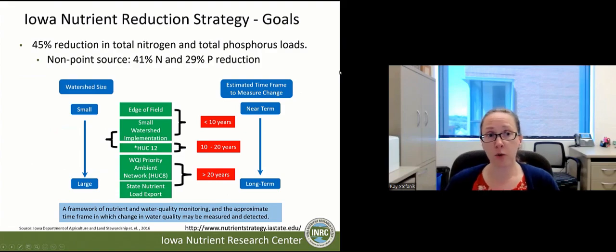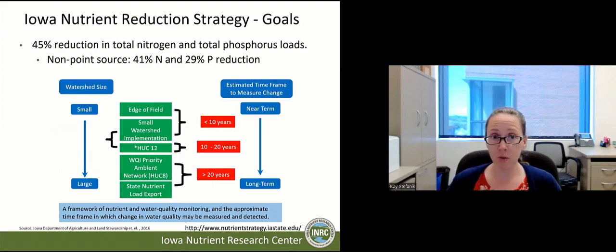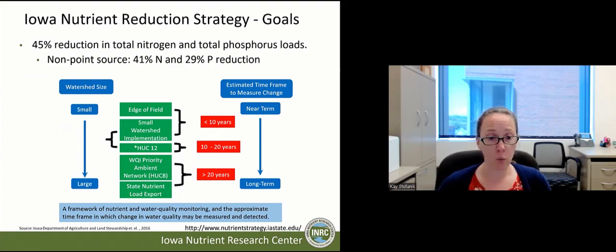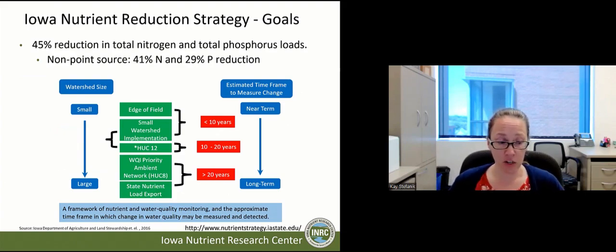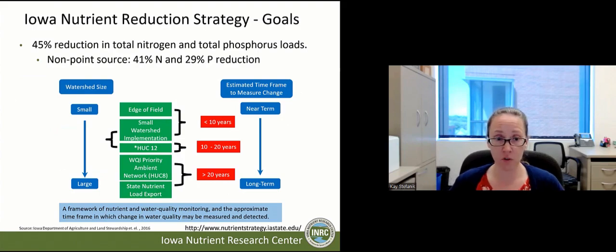And we want to see a 45% reduction in total nitrogen and total phosphorus loads. Specifically from non-point sources, we're looking at a 41% reduction in nitrogen and a 29% reduction in phosphorus. And the way that the nutrient reduction strategy was set up, it took into account that it's going to take time to see improvements.